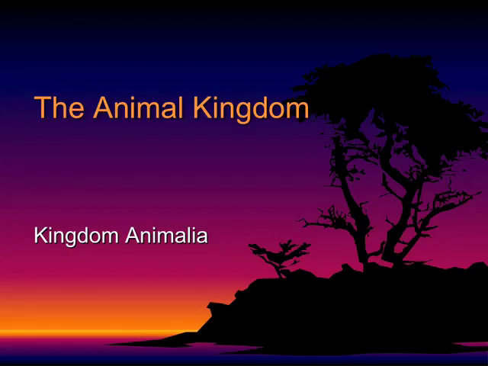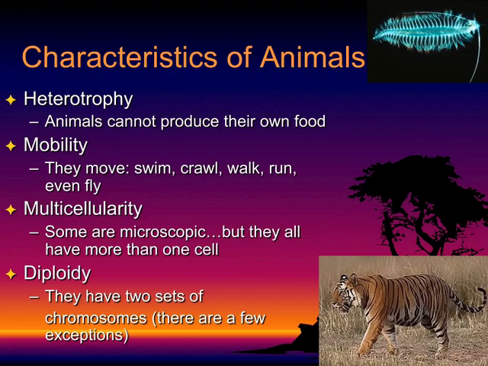Today we talk about Kingdom Animalia. This is our last kingdom of our classification system to discuss in biology. Kingdom Animalia has a variety of characteristics that make this kingdom very diverse.